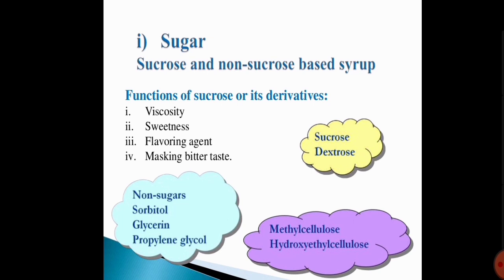If a patient is diabetic, then we must not use sugars or sucrose, because most of the sugars will be converted into glucose, and we must keep the diabetic patient safe from the glucose. So that is why we will use either non-sugars, which include sorbitol, glycerine, and propylene glycol, or maple. Maple is mostly preferred to use.